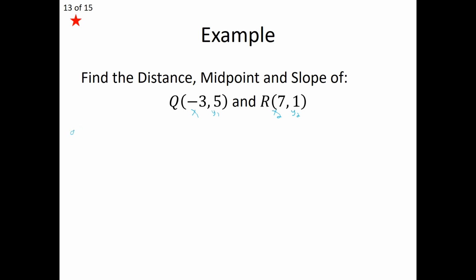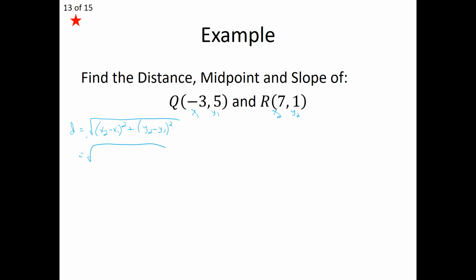So the distance formula, right? The distance formula is the square root of the change in our x values, so x sub 2 minus x sub 1 squared, plus the change in our y values squared, so y sub 2 minus y sub 1 squared. Let's plug in what we know.